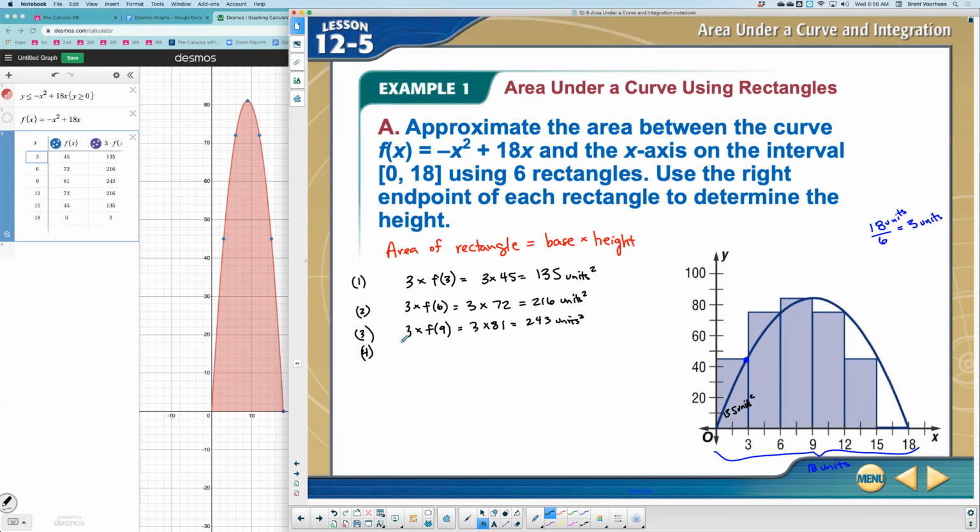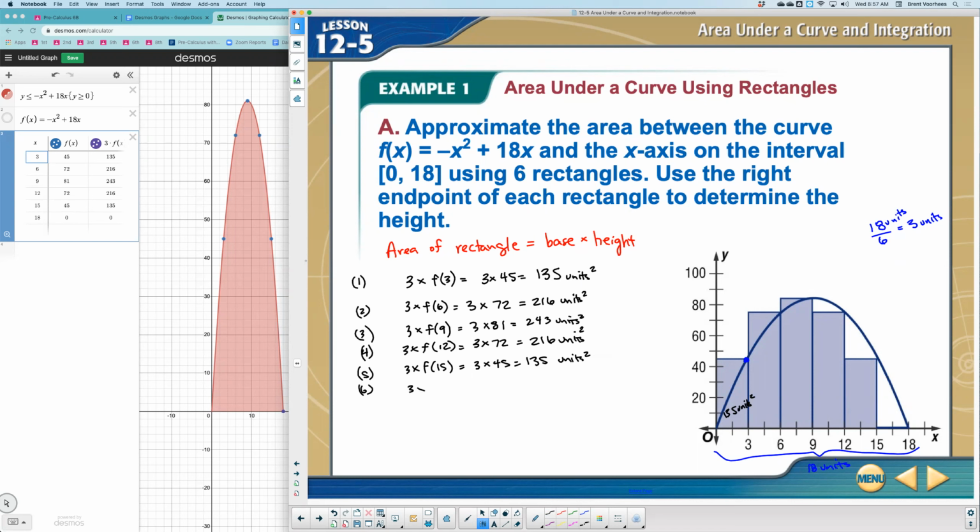So the fourth, 3 times f of 12, will equal 3 times 72, which is 216 units. Oops, units squared. There we go. And we got 2 more here, 5 and 6. So the fifth will be 3 times f of 15. So 3 times 45, which is 135 units squared.